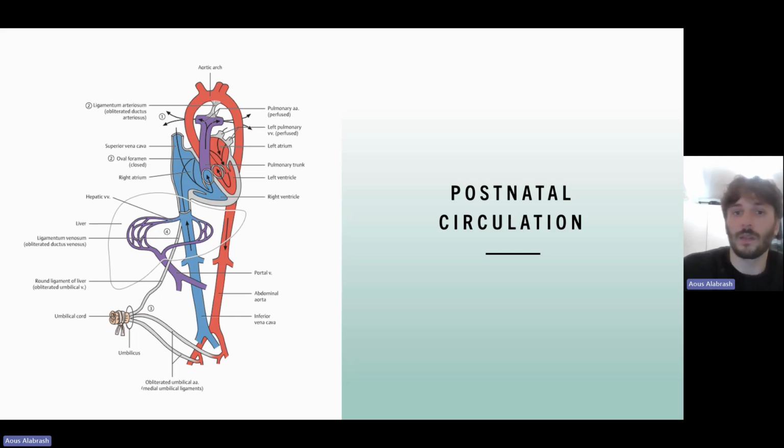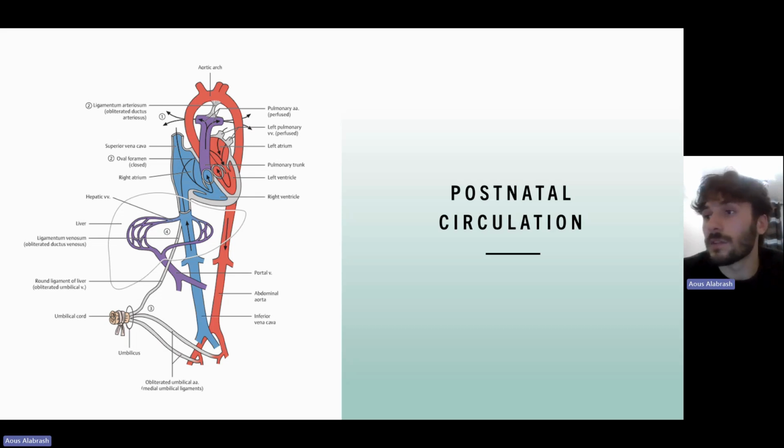Since the right atrium pressure decreases, this leads to the closure of the flap, the valve of the foramen ovale. Remember how we said we have the foramen ovale and then a valve in the left atrium. The decrease in pressure leads to the closure of this valve, and that's how later on we have the oval fossa in the postnatal, or adult, heart. Then the right ventricle pumps blood through the pulmonary arteries into the lungs, and blood from the left ventricle is pumped through the aorta and distributed to all regions of the rest of the body.